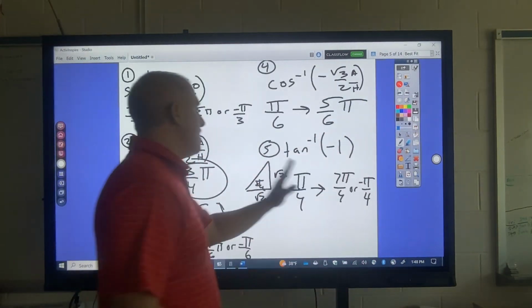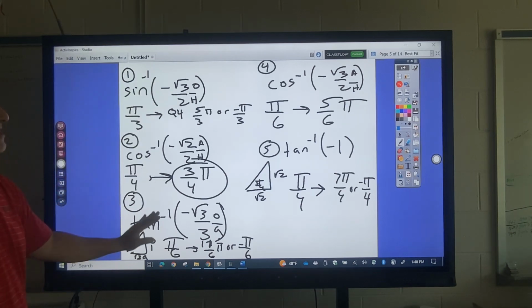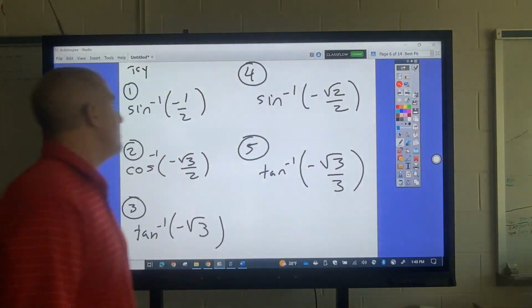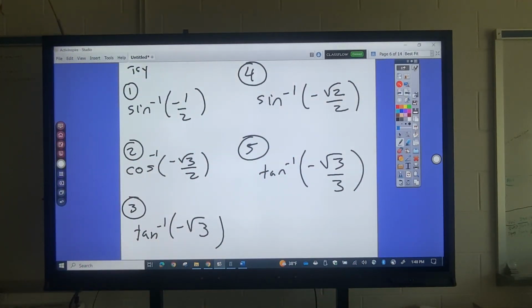Okay, and I only have to do that because the ratio is negative. If the ratio is positive, the triangle is good as it is. Okay, all right, so go ahead and try those on your own.